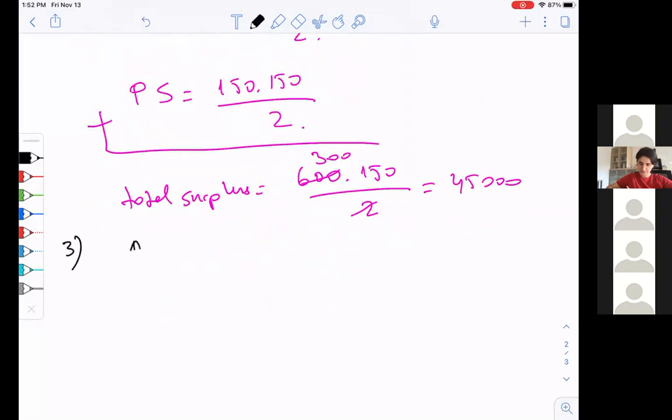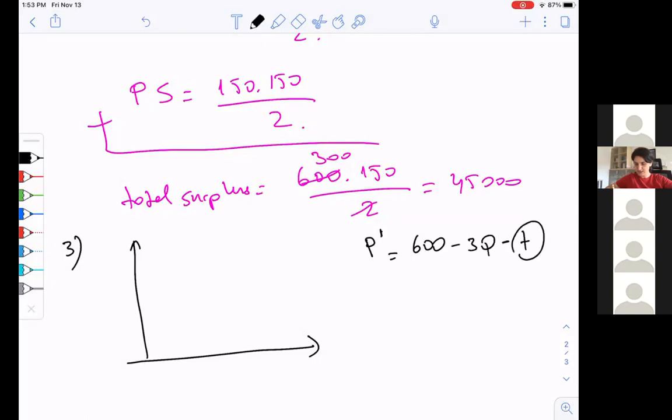Now, 40 Turkish liras on buyers. What are you going to do? Your new demand equation will shift to the left after the tax, right? So this is 600 minus 3Q minus tax. The amount of tax is 40, so this is 560 minus 3Q.